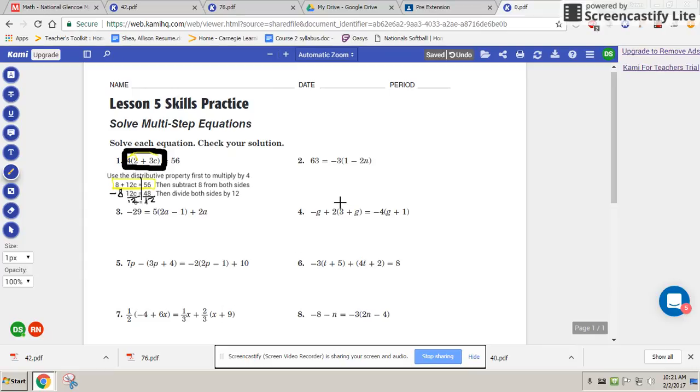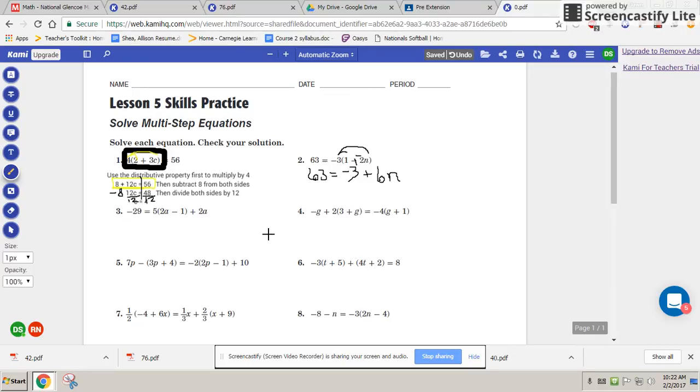Okay, so for number 2, one of the first things you want to do is change this subtraction sign to adding the opposite. Then you're going to distribute. So on another sheet of paper, you're going to write this problem down, put number 2, and we're going to actually solve it. So it's 63 equals, when you distribute, negative 3 times 1 is negative 3, and negative 3 times negative 2n is positive 6n. Then you add 3 to both sides and divide by 6. So you're going to show all your work.